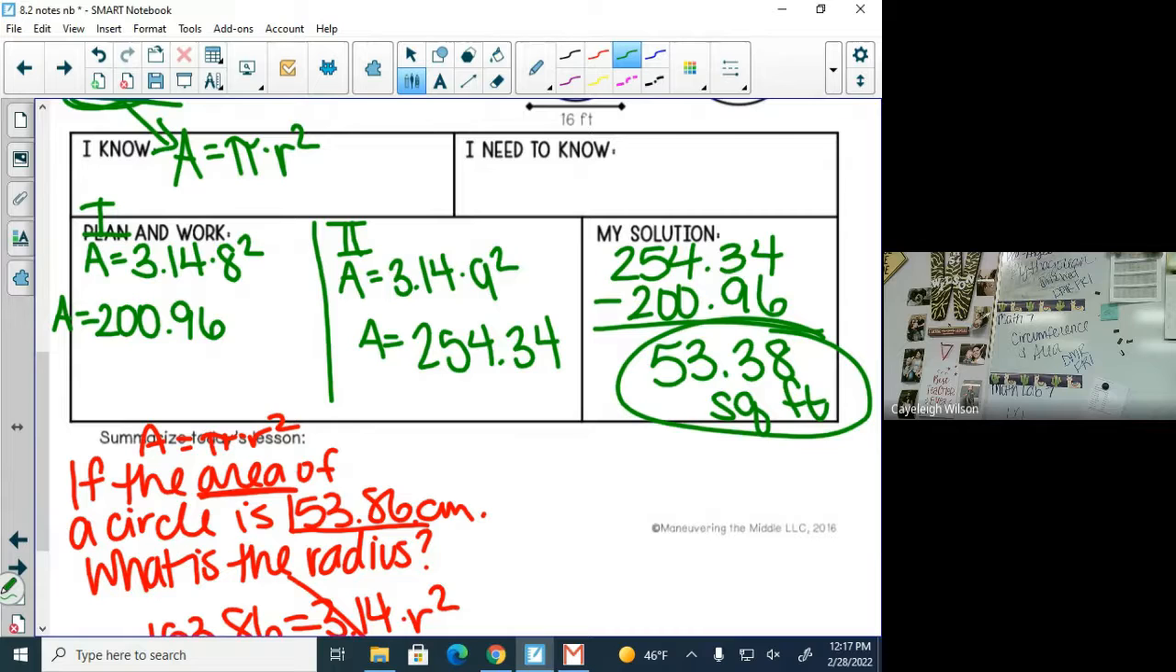Are there any questions about the area formula? What questions do you have about the area formula?